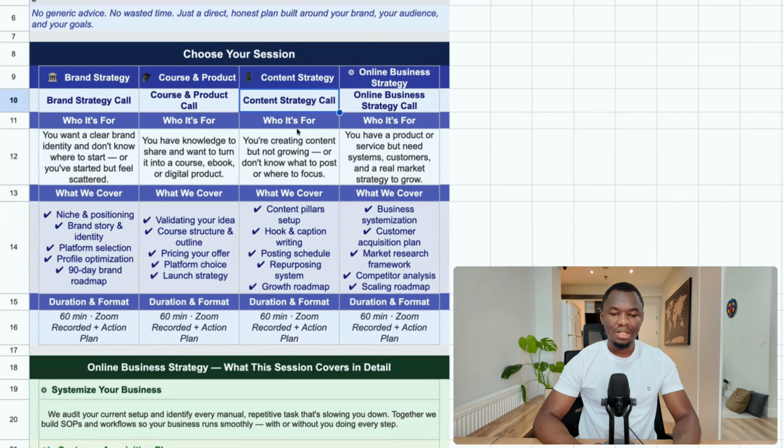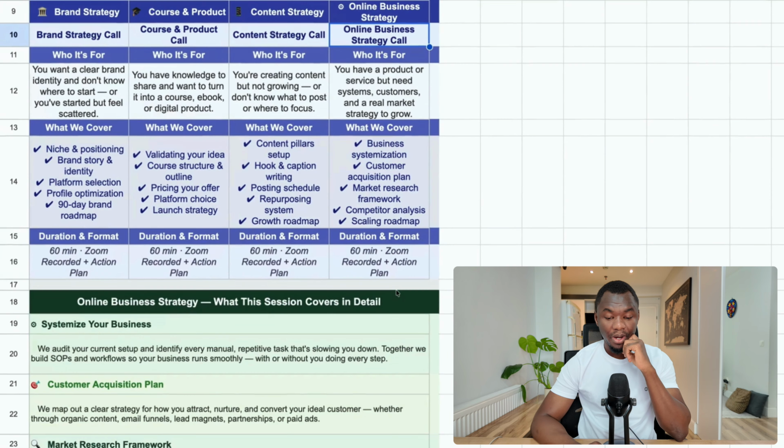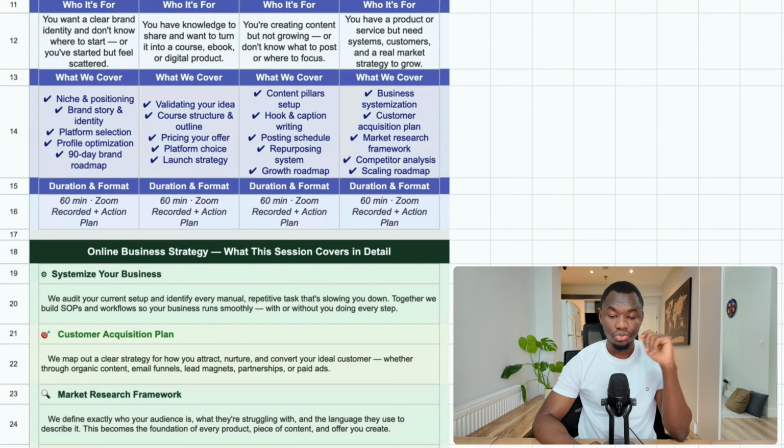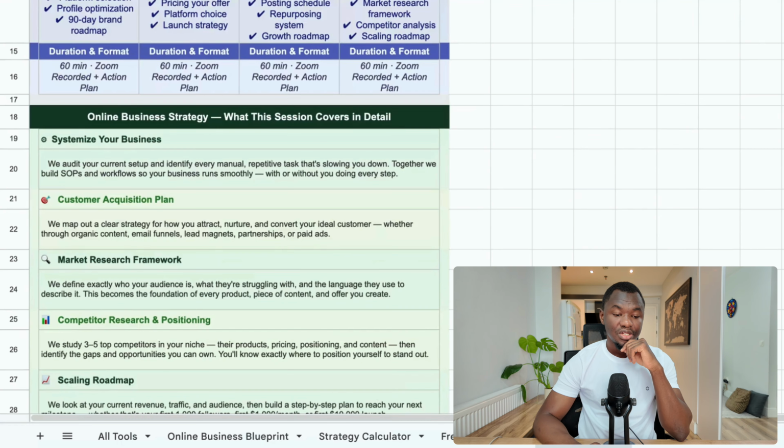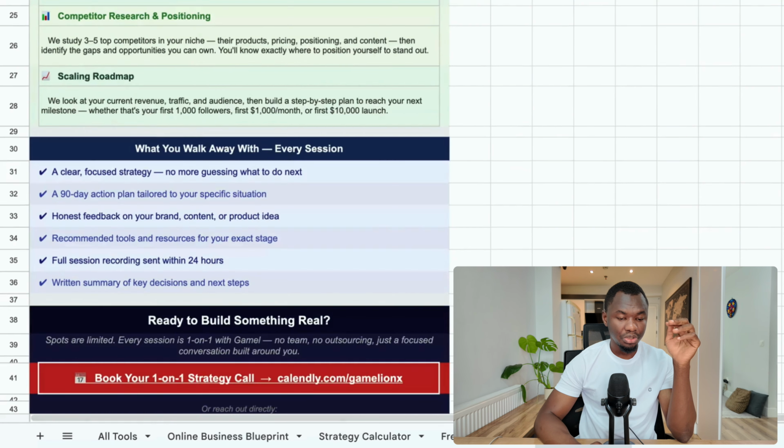The next part, we're going to look at the content strategy call, where you're creating content but not growing and you don't know how to post or where to focus. I'm going to help you with this. And the last part is the online business strategy, where you have a product or a service but need some systems, customers, and also a real market to grow it. I'm going to help you with business systemization, a customer acquisition plan, a market research framework, competitor analysis, and also the scaling roadmap. These calls are 60 minutes. We can do it on Zoom or we can do it on Google Meet. So these are the strategies and these are the things we're going to do for you.